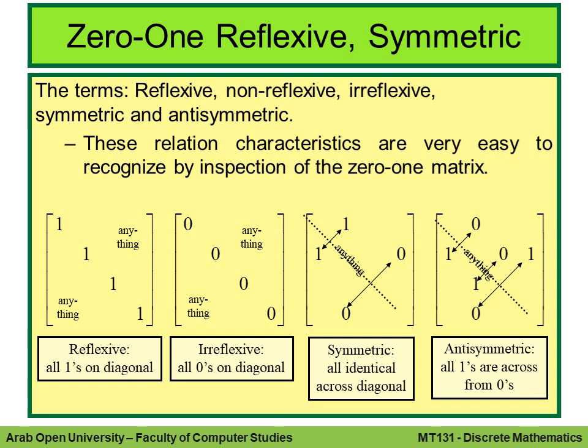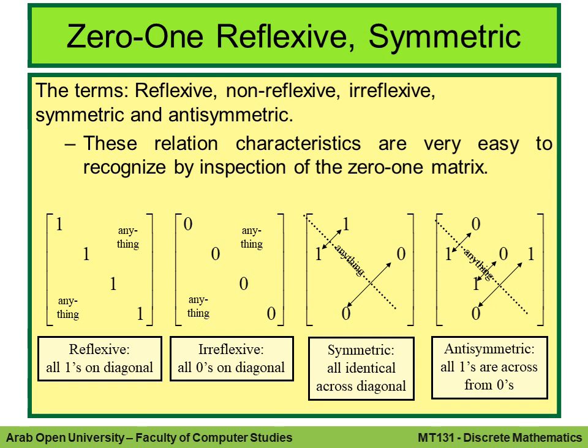You can tell some of the properties when you have a relation on a set. Some of the properties you can tell from the matrix. For example, if you have 1s in the diagonal, then that means every element is related to itself, so the relation is reflexive. If you have 0s in the diagonal, that means none of the elements is related to itself, so the relation is irreflexive.